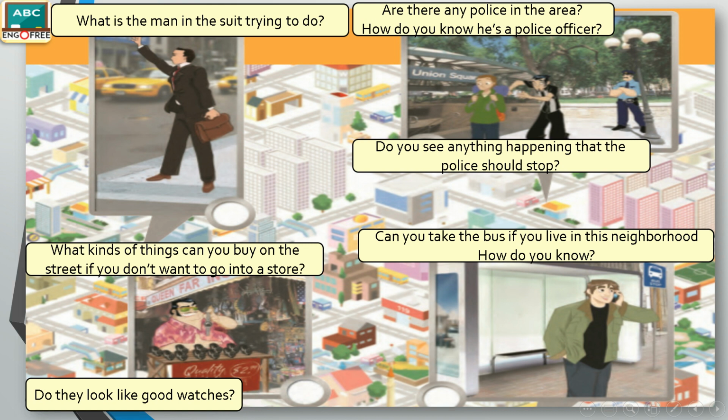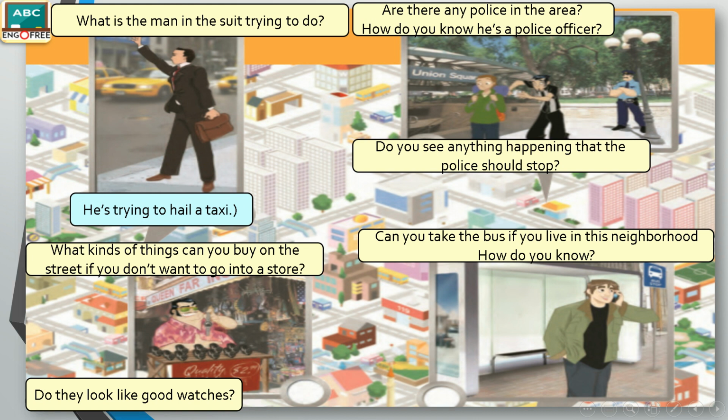Go to the second page. Look at this question and try to answer. Okay, let's read them together. Picture 6. What's the man in the suit trying to do? Yes, he's trying to hail a taxi.